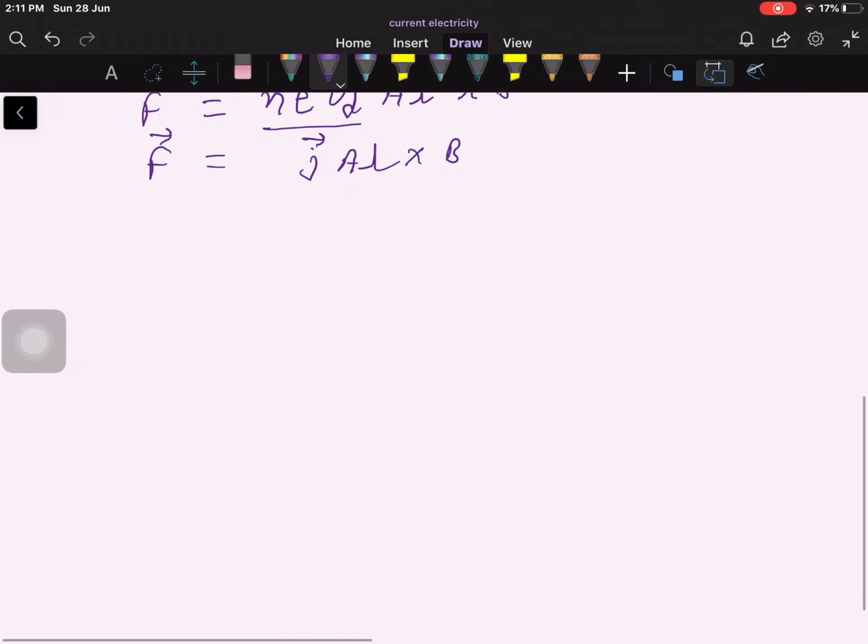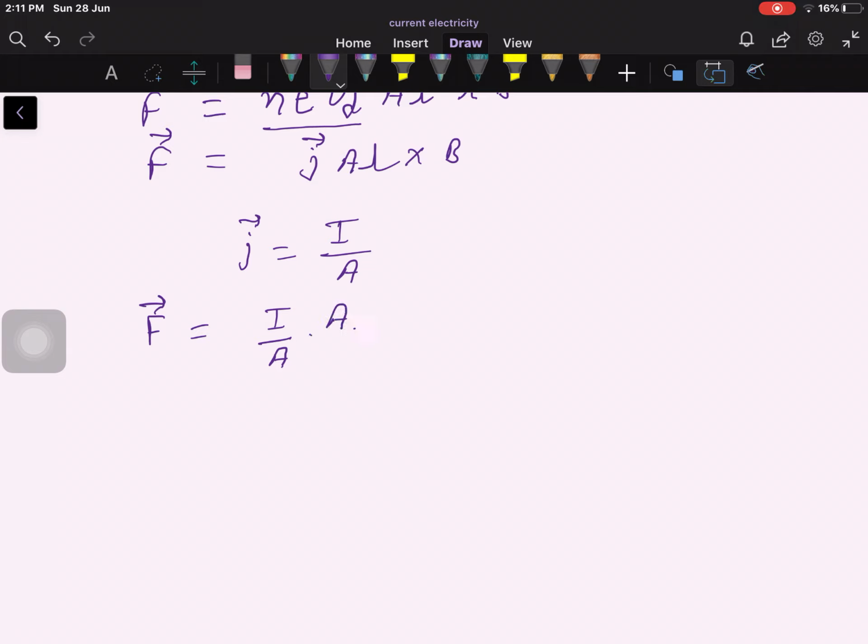But another thing we also studied in the previous chapter: current density can be written like this, I upon A. So replace this. Then we have F is equal to I by A, into A L, cross B. Now remember what change I have written.